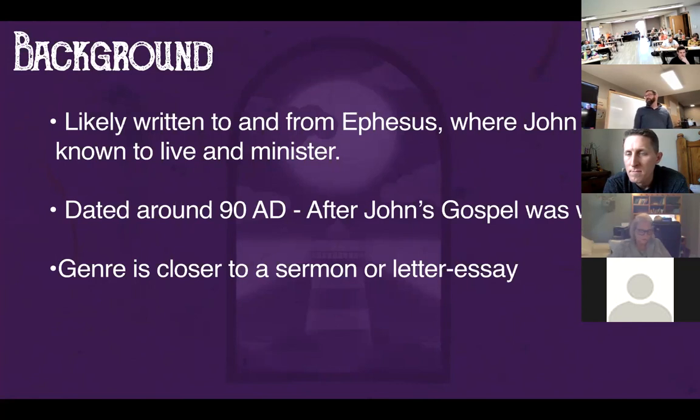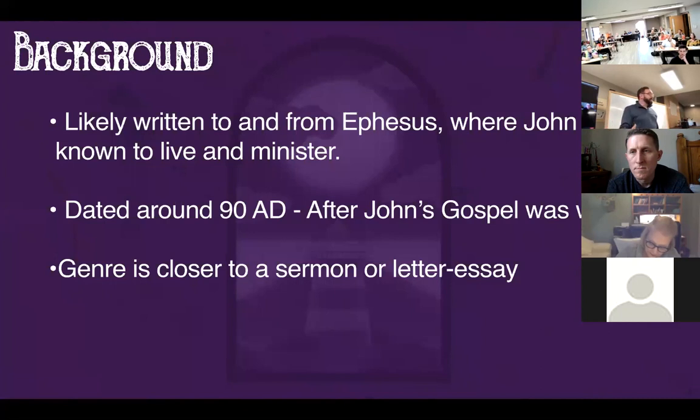The genre is closer to a sermon or letter essay. When you read it, it does read differently than the other letters. There's no beginning thing, like we put "Dear so-and-so." Well, in Greek, in that time, they put, "I'm Paul, minister of the gospel, and I have Timothy and Silvanus with me, to you guys over in Galatia, Colossae, Philippi." This has none of that. There is nothing in there that says, "I'm John, this is who I'm writing to." He just kind of starts his thing.